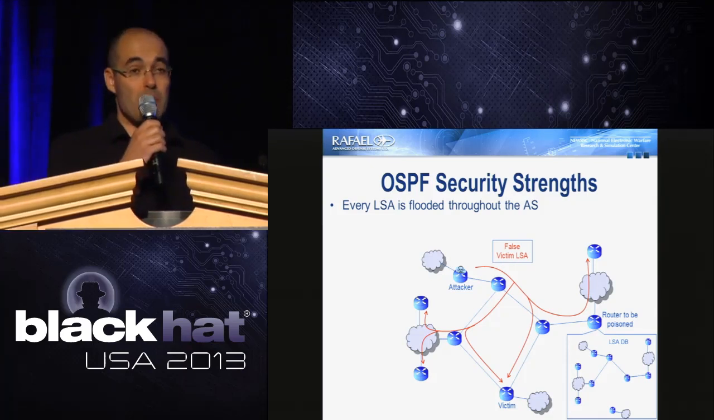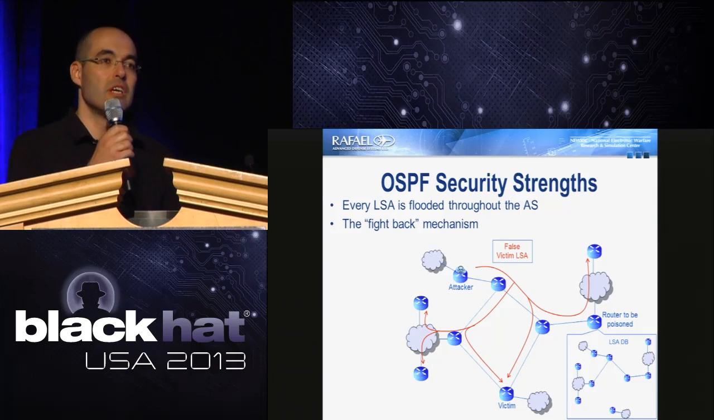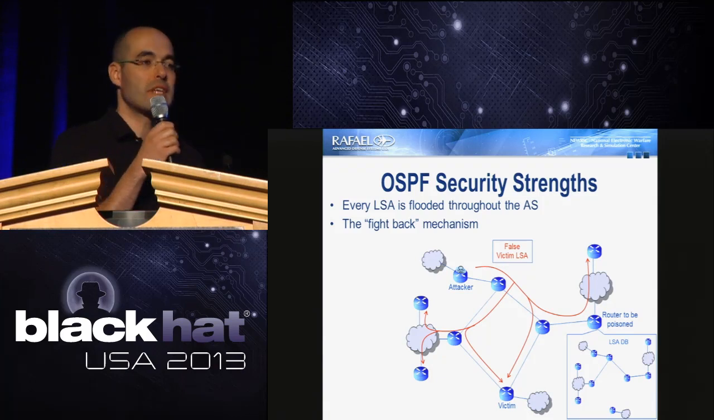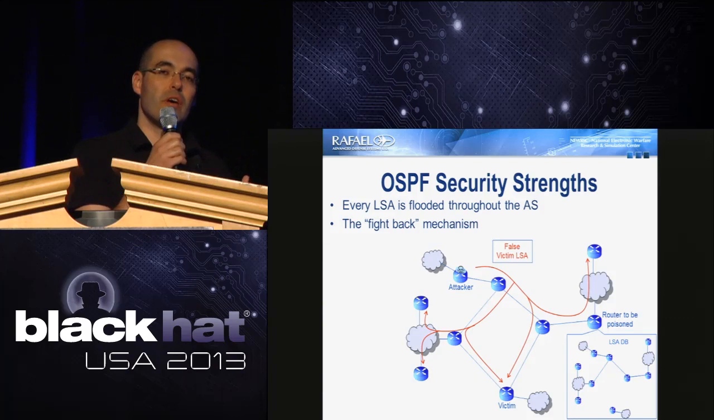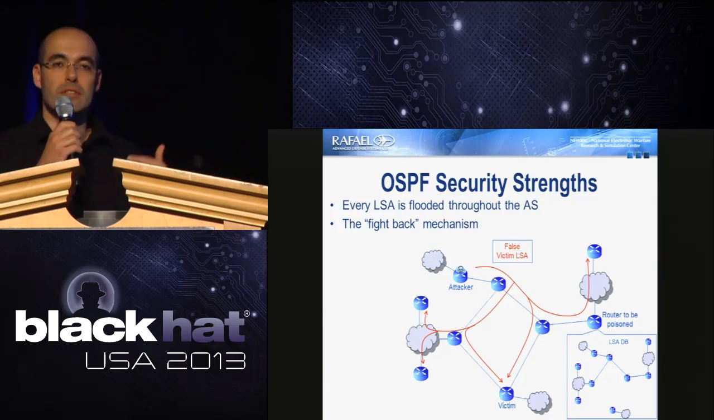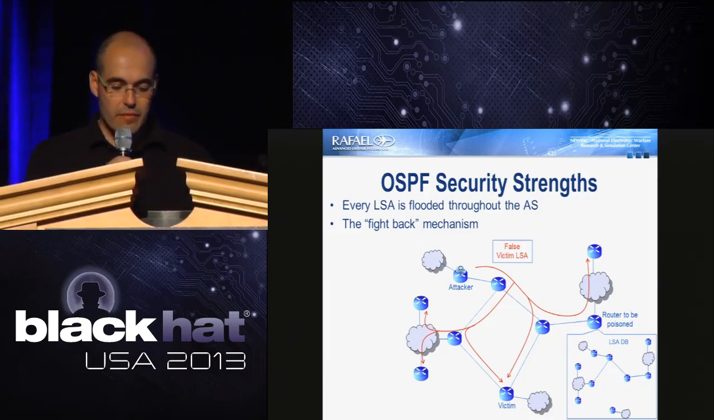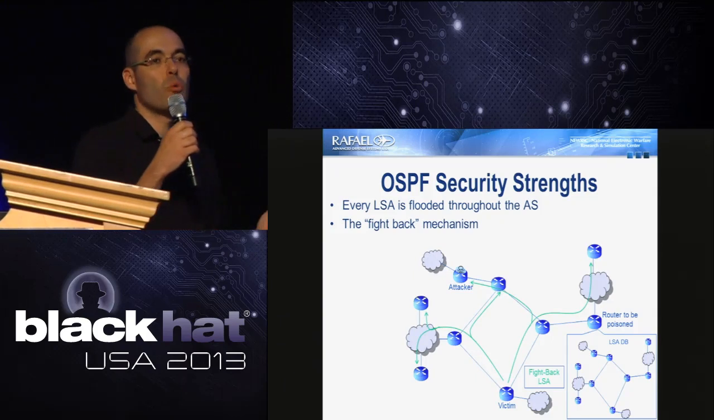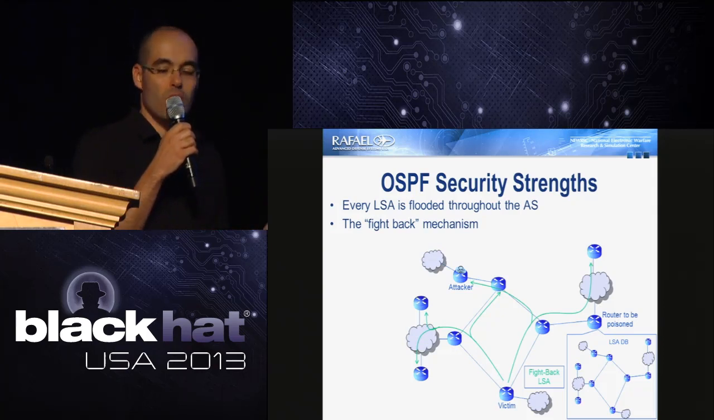Now, this poses a problem for the attacker because of the second security strength, which is the fightback mechanism. The fightback mechanism is defined in the OSPF standard, and it says that once a router receives a false LSA advertised on its behalf, the victim router will immediately send out a correct LSA with a higher sequence number. This is the fightback LSA, which of course will cancel out the false LSA because it has a higher sequence number. So in this example, the victim router will immediately send out the fightback LSA, and this will revert the attack's effect. The attack will have a non-persistent effect on the LSA databases of all the other routers.